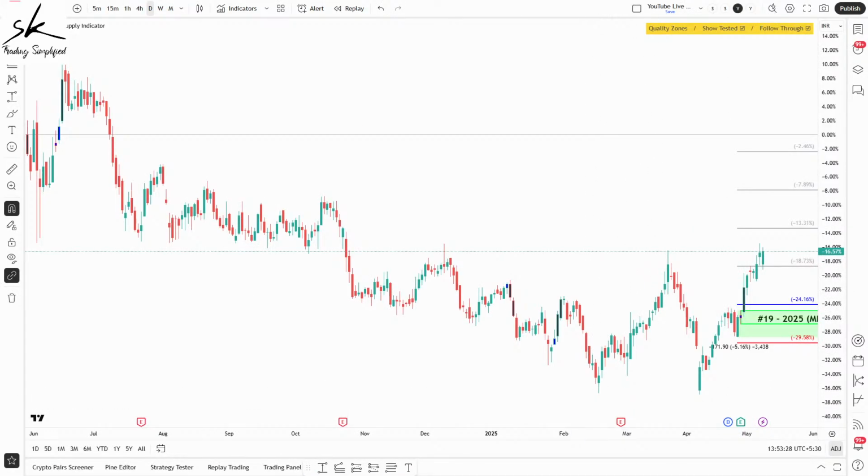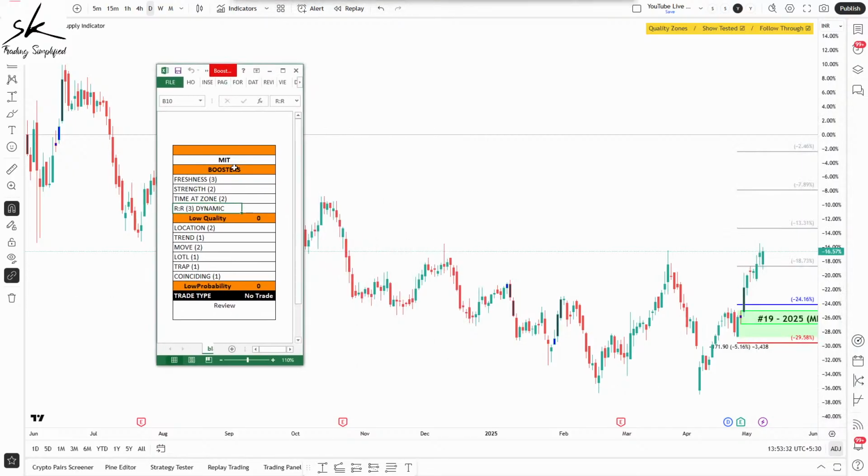booster scoring. Now in booster scoring, the first one is your freshness. The zone is definitely fresh, gets a score of 3. Talking about strength, we have an explosive move. That's the reason the indicator is marking it, gets a score of 2. Time at the zone, we only have one candle in the basing, which is again a score of 2, and reward to risk ratio will take as an assumption.